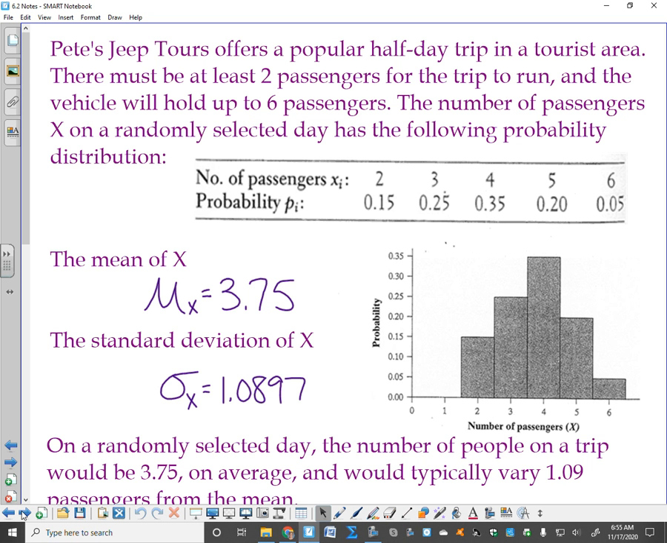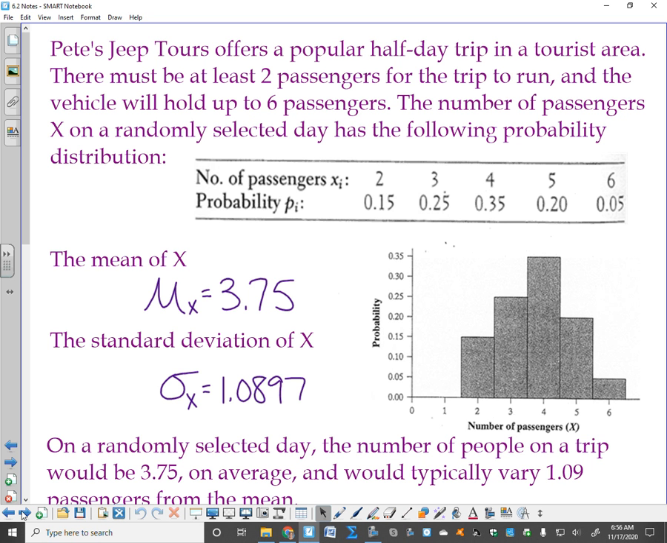So probability distribution has to have every member of the sample space, the probability of everything in the sample space. All the probabilities have to be between 0 and 1, and they have to add to 1. So my distribution has number of passengers from 2 to 6, and it has the probability that he's going to have that number of passengers on that day.